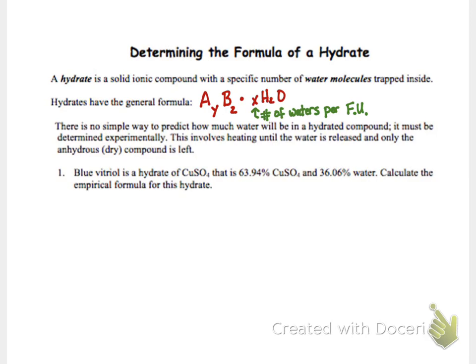water that was lost. So for example, blue vitriol is a hydrate, it has water trapped inside. It's copper sulfate. It is 63.94% copper sulfate and 36.06% water. So again, because we have percents, we are going to assume 100 grams: 63.94 grams of copper sulfate, 36.06 grams of water.